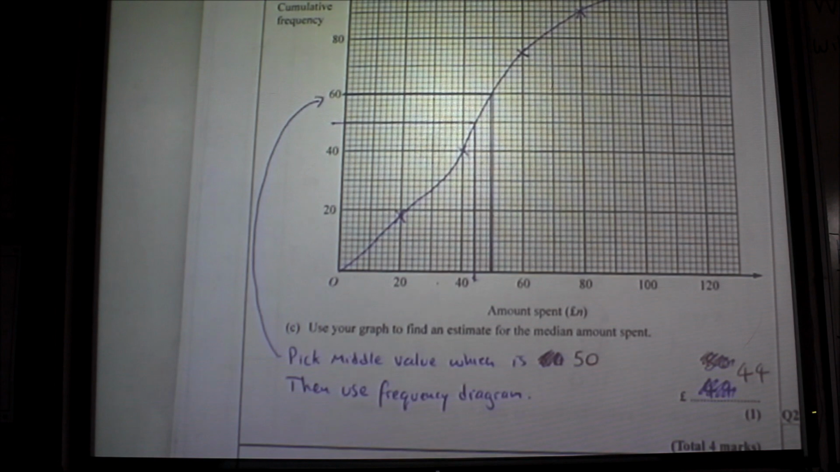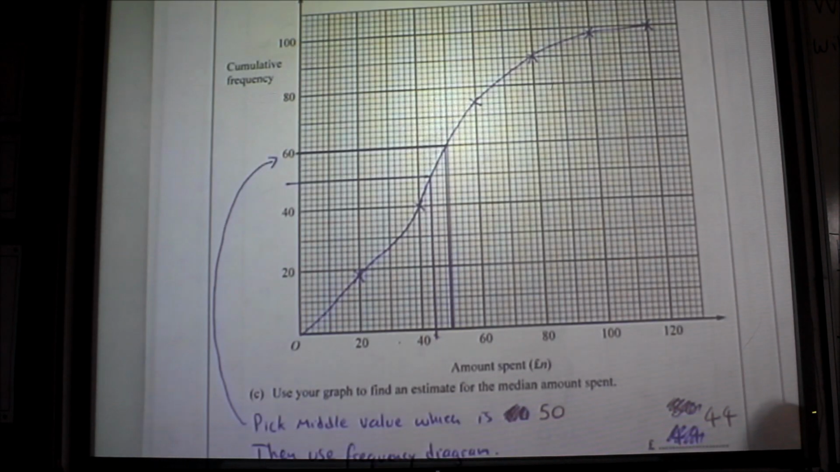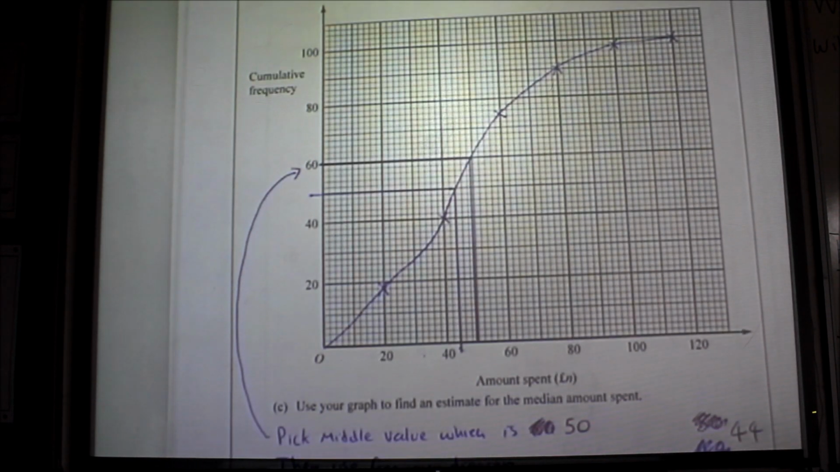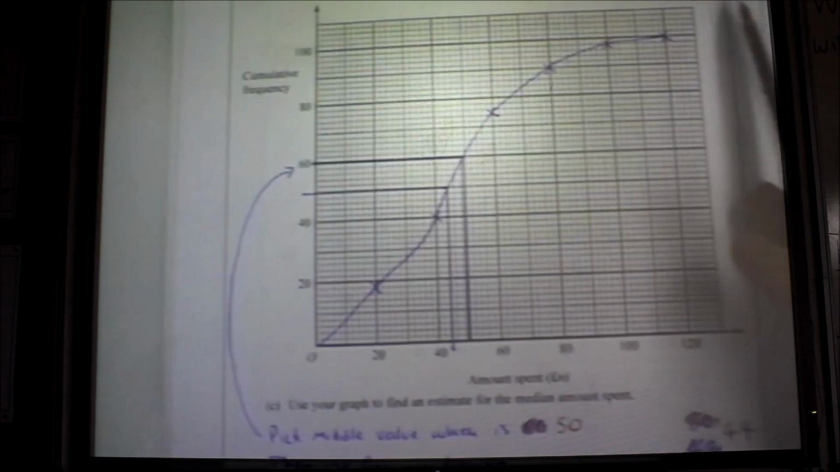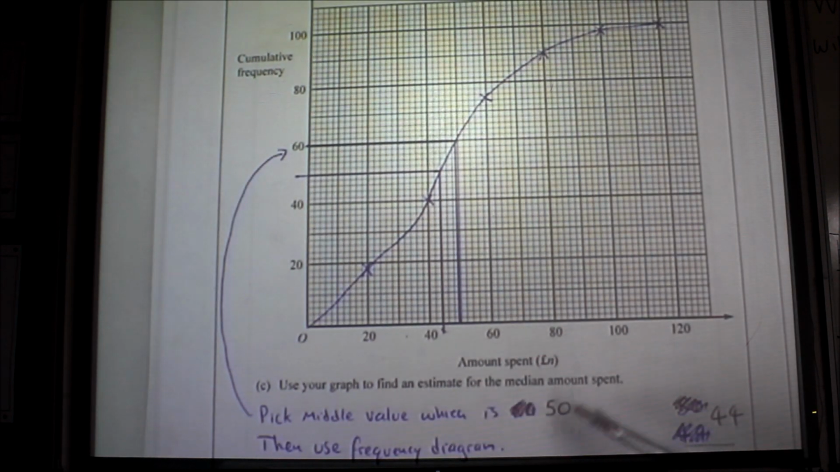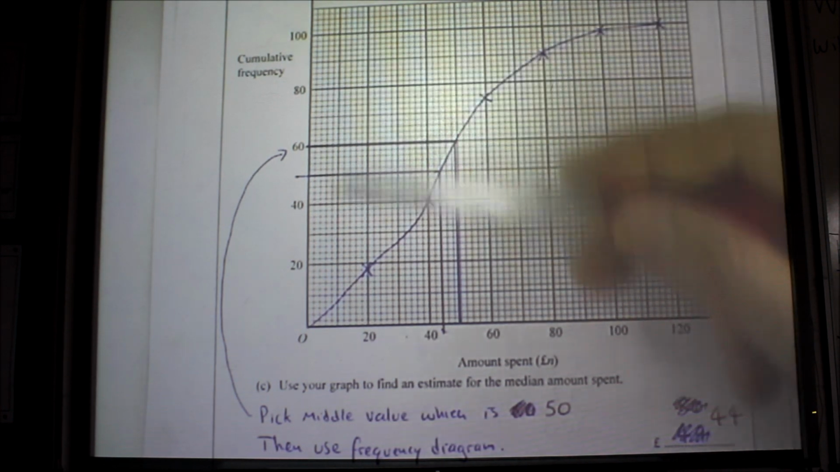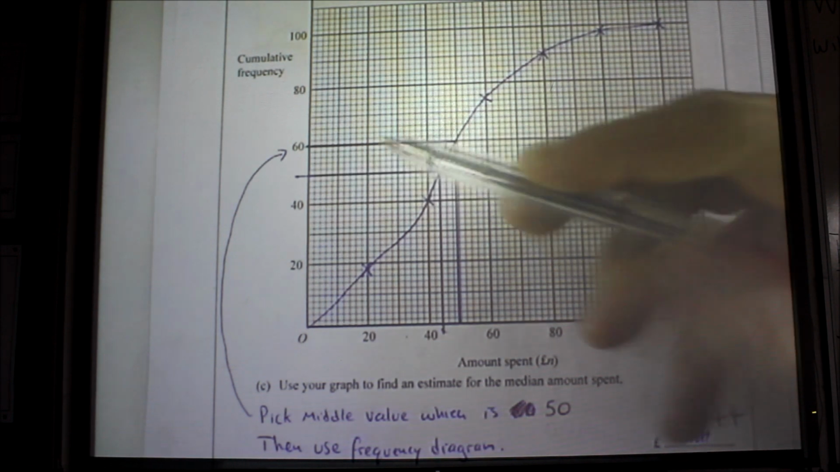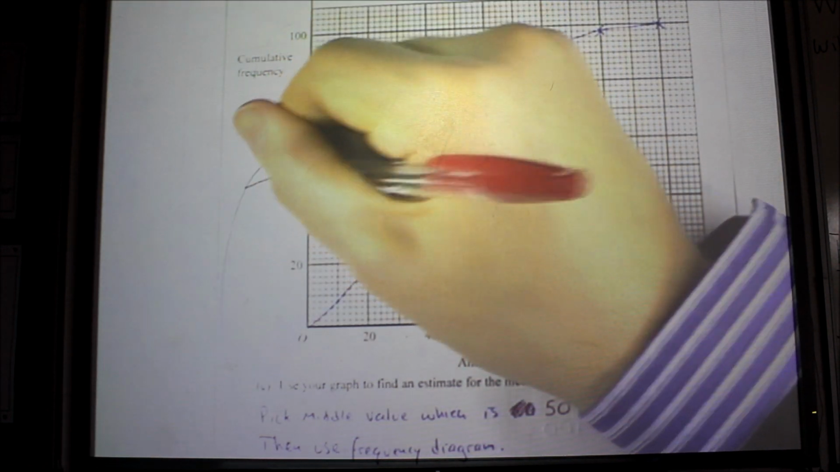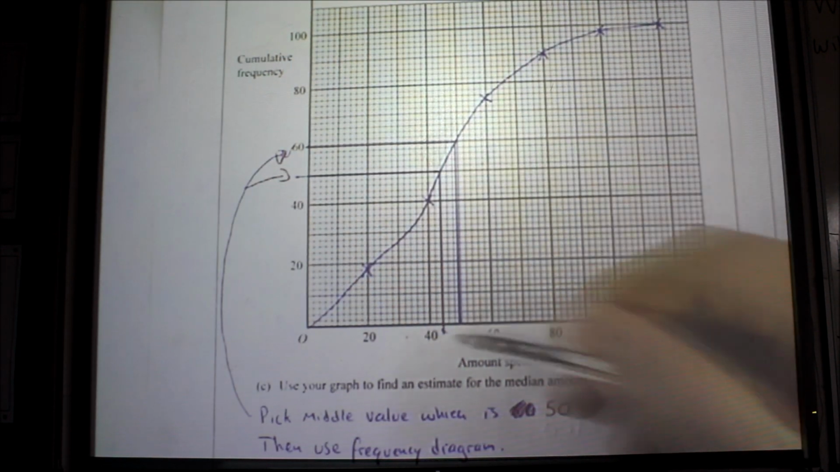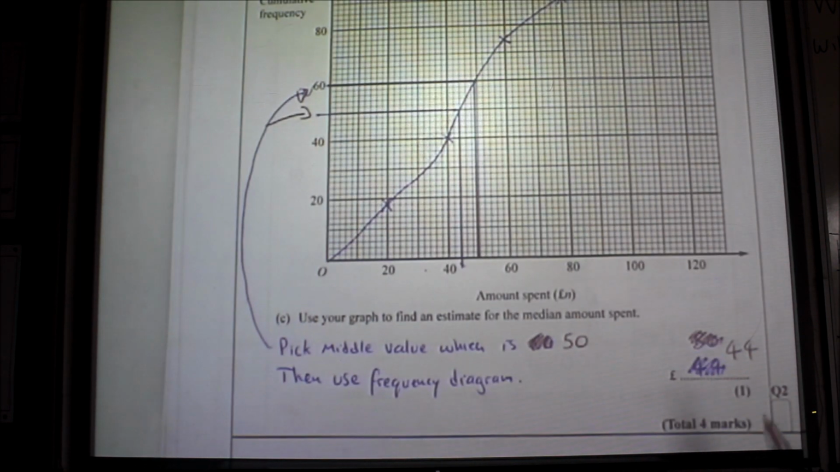This next bit I made a mistake on, and I'm going to tell you why I've made a mistake. I've drawn the cumulative frequency graph, so you've got to draw it, so I hope you're okay drawing that. I said pick the middle value, which was 60, but of course I'm being stupid, it's not. The middle value there is 50, so I've drawn the, let's change that, there you go, drawn the 51 on and come down, and the answer is £44 as the estimate for the median amount spent.